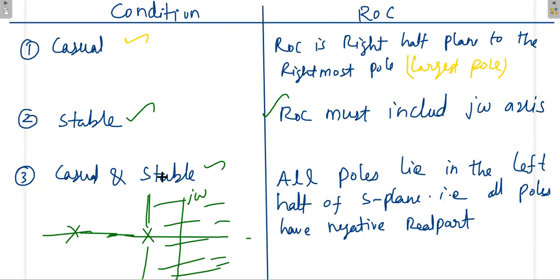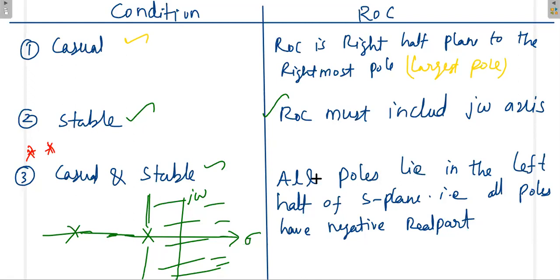So that means, to satisfy both causality and stability, all the poles have to lie only on the left half of the S plane. This is a very important concept, because in reality we will always be designing systems that are stable and also causal, because a physically realizable system is a causal system. So if the system is to be both stable and causal, all the poles must lie on the left half of the S plane.